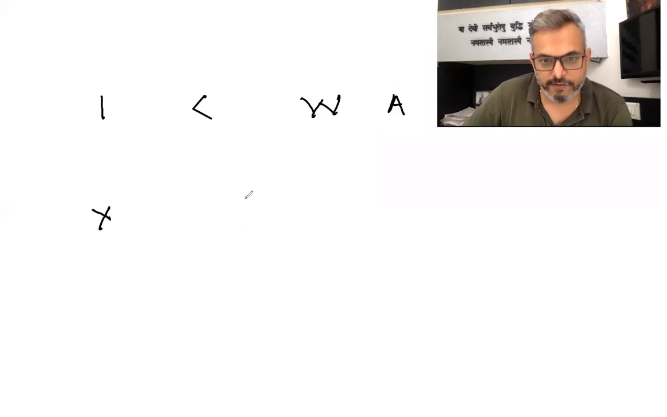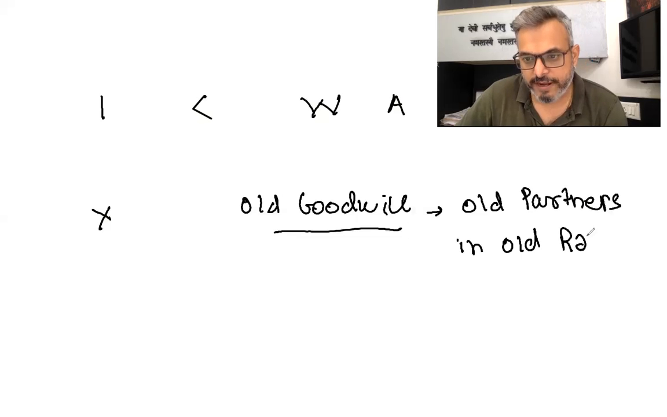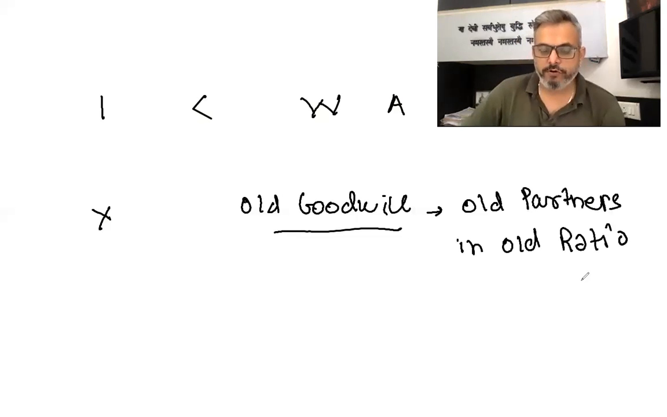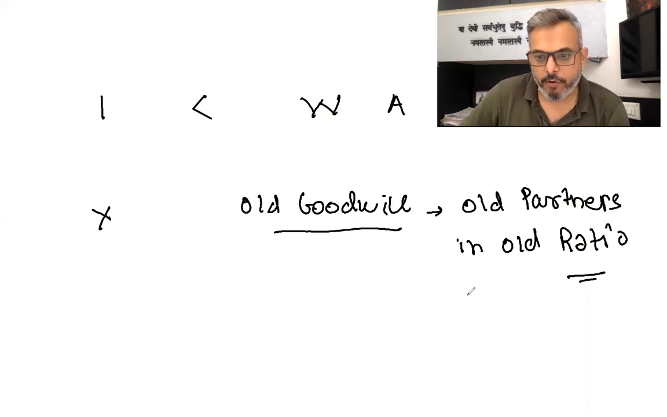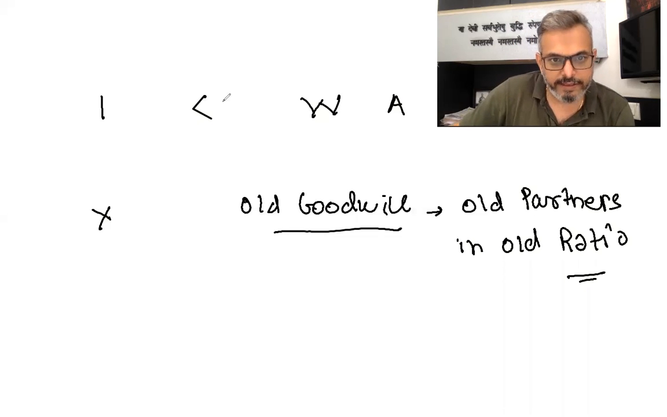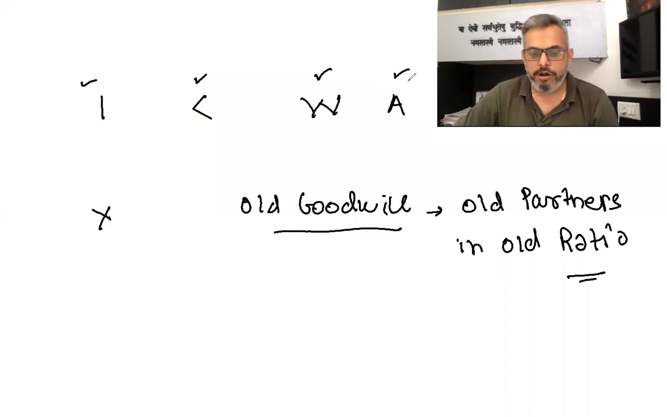Now whenever there is old goodwill given in the question, this old goodwill will be distributed between old partners. You may write with me. In what ratio? In old ratio. So in old profit loss sharing ratio. So you have to remember this. Old goodwill will go to old partners. Now, who are the old partners over here? I, C, W, and A. These four are the old partners.